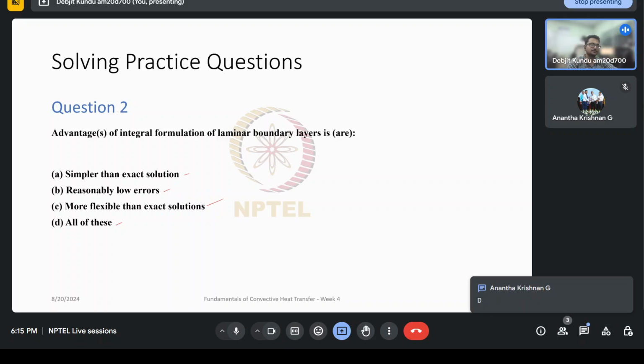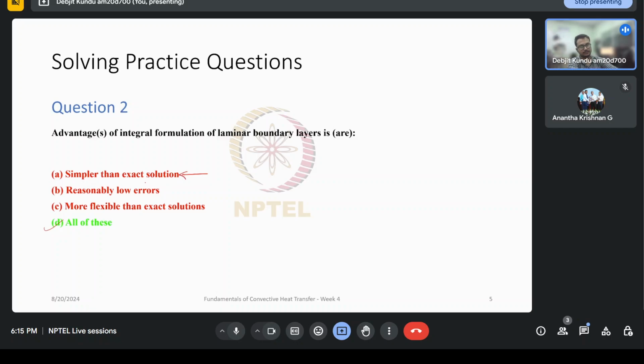Okay, we have a response in favor of option D, that is all of these. Let's take a look at the solution. It is indeed all of these. So first of all, because we are solving for a lesser number of variables and we are not looking at distributions, the solution process becomes much simpler than exact solution of the entire thing.